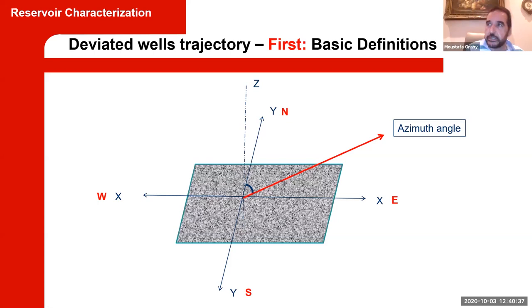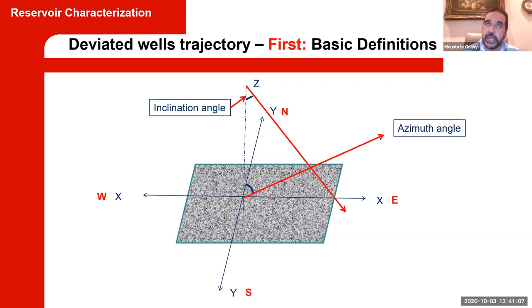And this angle is measured due north. So this means you go from the north and you measure where the tangent of your well is from the north. That we call the azimuth angle. Now, your well also will be deviating from the Z direction. From the Z direction, it actually measures the angle, and we call this the inclination angle. So we define every well by two angles, an inclination angle and an azimuth angle.